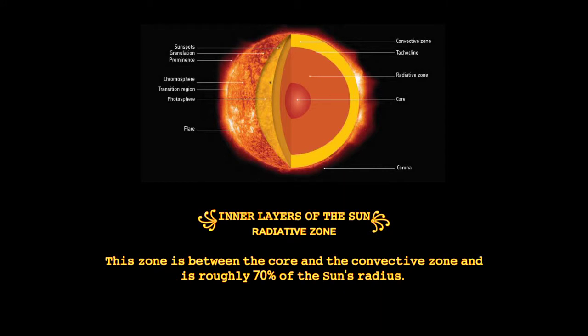The second inner layer is the radiative zone. This zone is between the core and the convective zone and is roughly 70% of the sun's radius. Energy produced through nuclear fusion in the core moves steadily outwards as electromagnetic radiation, taking over 170,000 years to pass through the radiative zone. In this zone, energy is carried outwards through radiation by photon carriers through a process where it bounces many times in zigzagging paths.